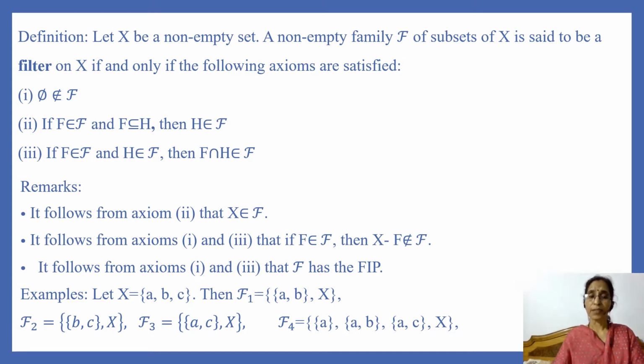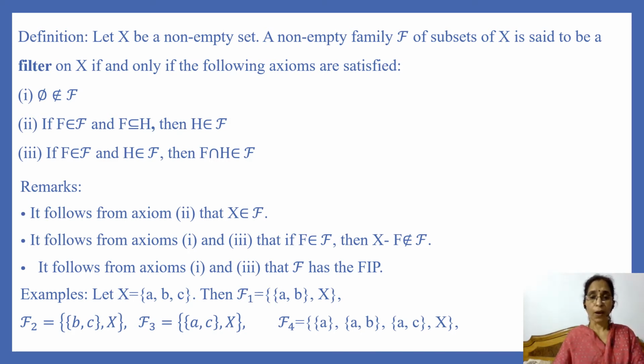The third axiom is if F belongs to F and H belongs to F, then their intersection, that is F intersection H, also belongs to F. That is, the intersection of any two members of F is also in F. And this can be extended to any finite number of members of F. We can say that the intersection of a finite number of members of F is also in F. And if these three conditions are satisfied, then we say that F is a filter on X.